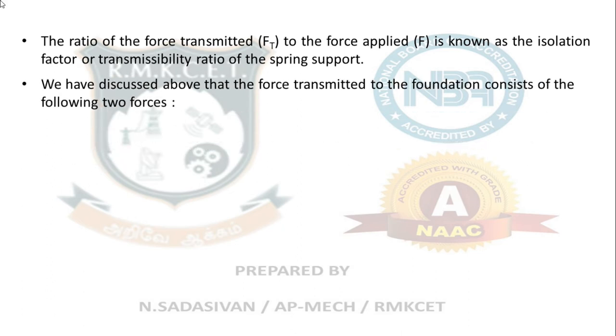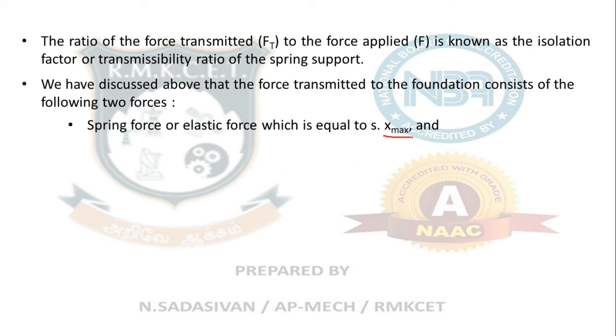We have discussed above that the force transmitted to the foundation consists of two forces. The spring force or elastic force is equal to the stiffness of the spring multiplied by the maximum amplitude. The maximum amplitude is the amount of stretch or compression you are giving to the spring. Both are possible. When vibration goes downwards, your spring gets compressed. When it moves back upwards, it gets stretched. So the maximum extension of the spring in either the positive or negative direction is called X max. Most probably this magnitude will be the same, only the direction keeps varying. Multiplied by the stiffness, it gives the amount of force on the springs, and the spring is going to get you back to the original position. That's why you keep the spring. This is called the elastic component of the force.